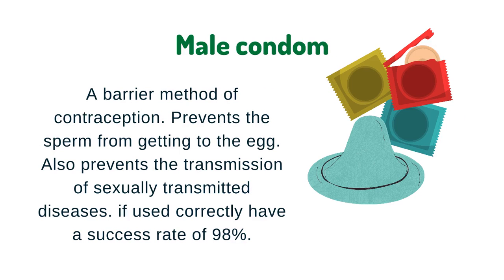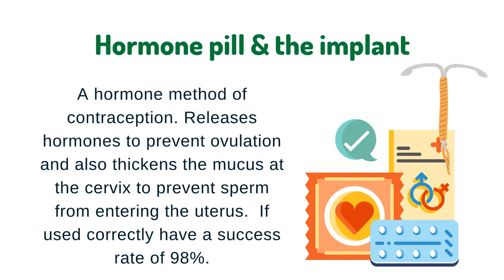A male condom is a barrier method of contraception. It prevents the sperm from getting to the egg. It also prevents the transmission of sexually transmitted diseases. If used correctly, it has a success rate of 98%. The pill and the implant are a hormone method of contraception. They release hormones to prevent ovulation and also thicken the mucus at the cervix to prevent sperm from entering the uterus. If used correctly, they have a success rate of 98%.